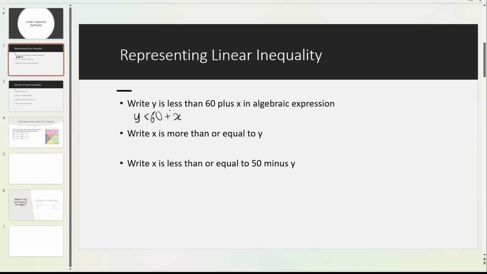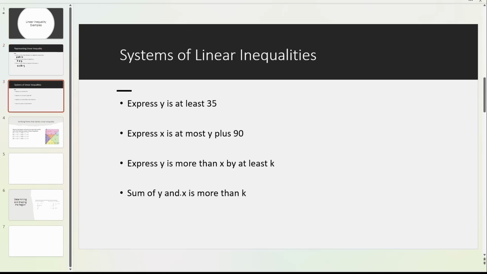Write x is more than or equal to y. To do this, we write x and then more than or equal to, so we write more than or equal to y. Next, write x is less than or equal to 50 minus y. x is less than or equal to 50 minus y, and these are some ways to represent linear inequality in algebraic terms. Alright, now moving on to systems of linear inequalities.